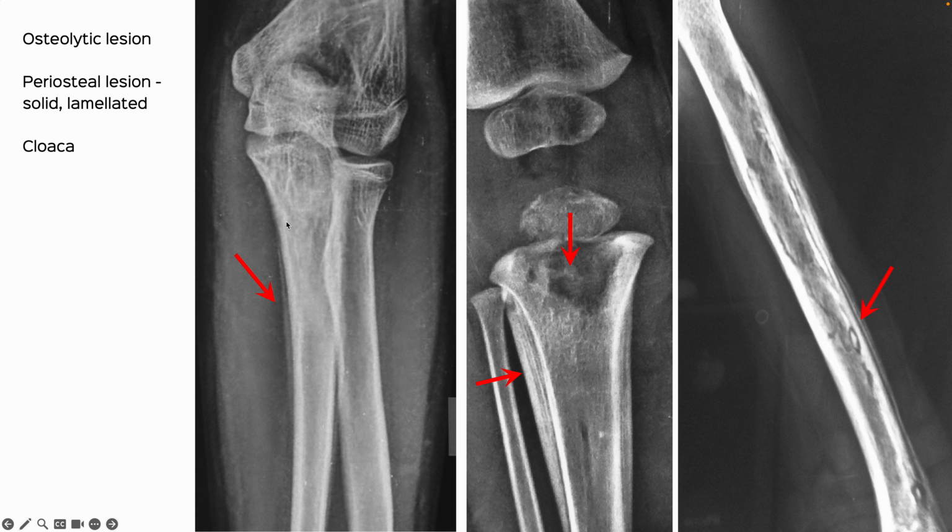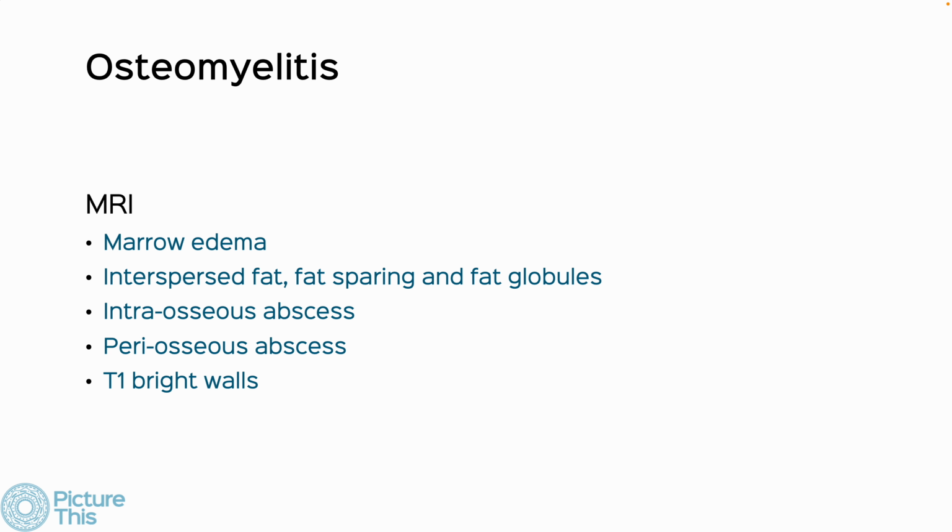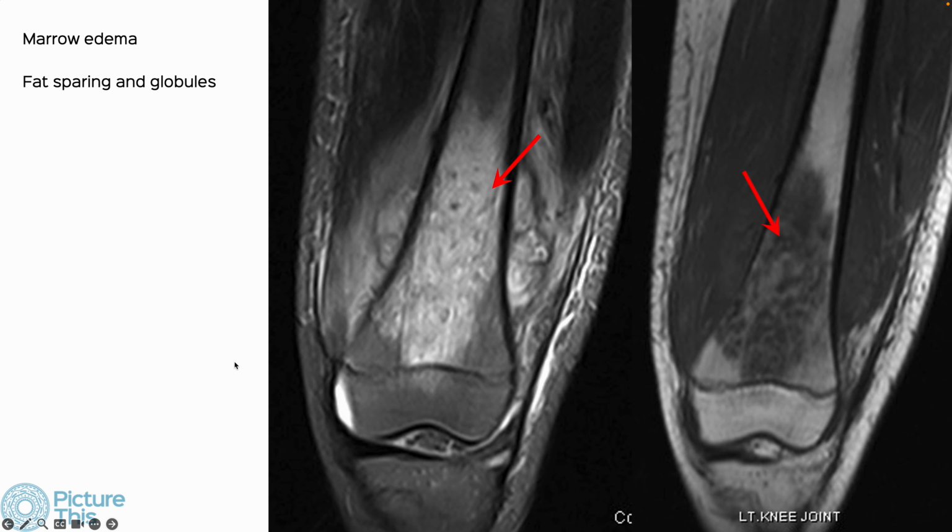Of course, in this ulna, it's tough to make out what's happening, but in the others, you can make a diagnosis of osteomyelitis quite easily. On MR, you get all of these findings. The hallmark is marrow edema. Remember, you cannot get osteomyelitis without marrow edema. And here you can see these interspersed areas of fat.